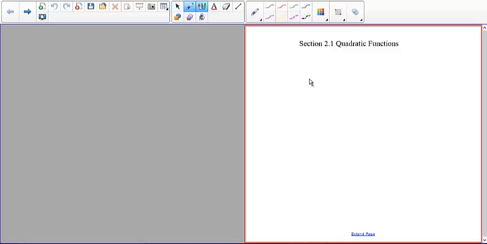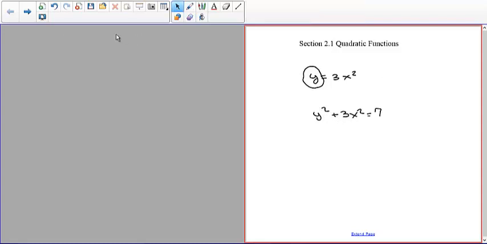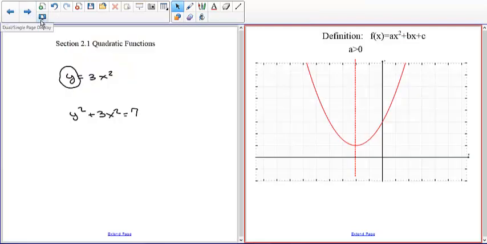Just to expand on that point before we move on. So let's say you have y equals 3x squared. So that's what we would call explicitly solved for y. Now if I had y squared plus 3x squared equals 7, that would be an implicit equation because we haven't solved for y. And this actually wouldn't be a function, but this would be an implicit relationship. And it doesn't mean that you can't deal with these things. It's just different.